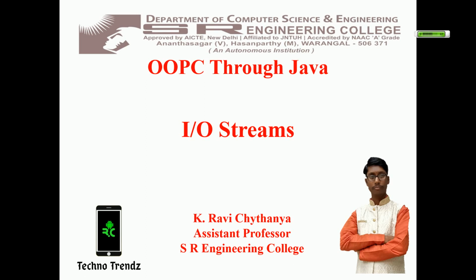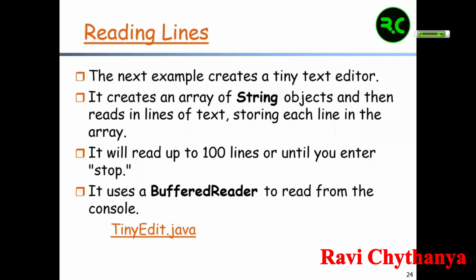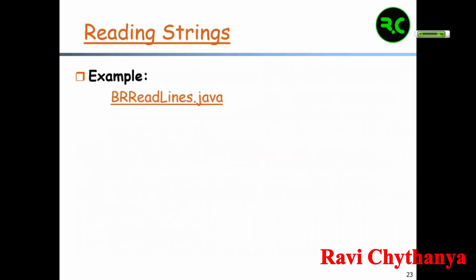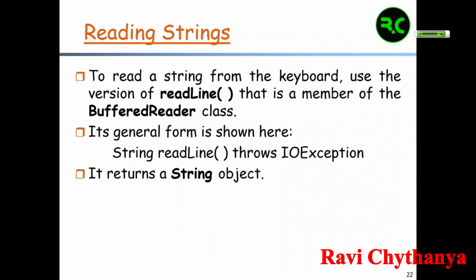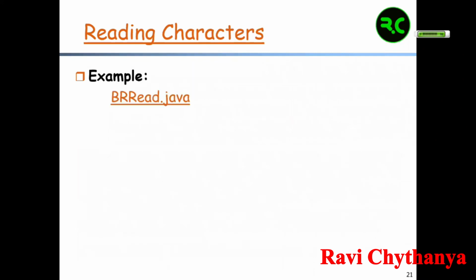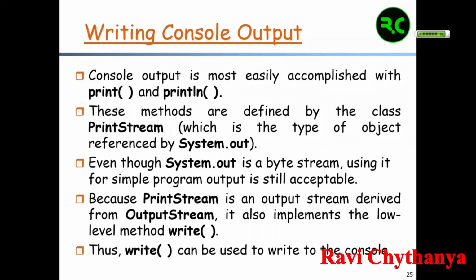Today we are going to learn a concept on I/O streams. In the last class we have seen reading lines, reading the data from the console input using BufferedReader. In that we have seen reading characters, reading strings, and reading lines, with the help of some examples. Today we are going to learn how to write the console output.